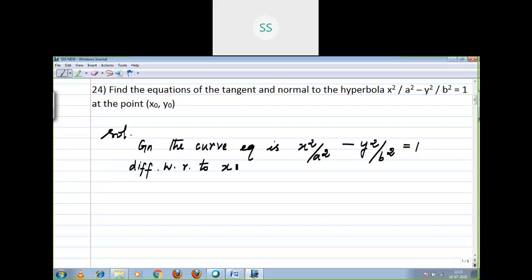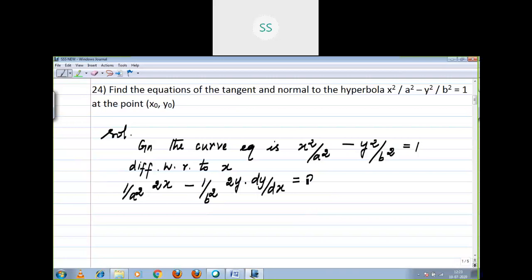Here you see x square by a square. 1 by a square is constant as such while differentiating, right? When you differentiate x square, what you will get? 2x. Minus 1 by b square constant as such. When you differentiate y square, what can you get? Yeah, very good. 2y into dy by dx. The right hand side it becomes 0.